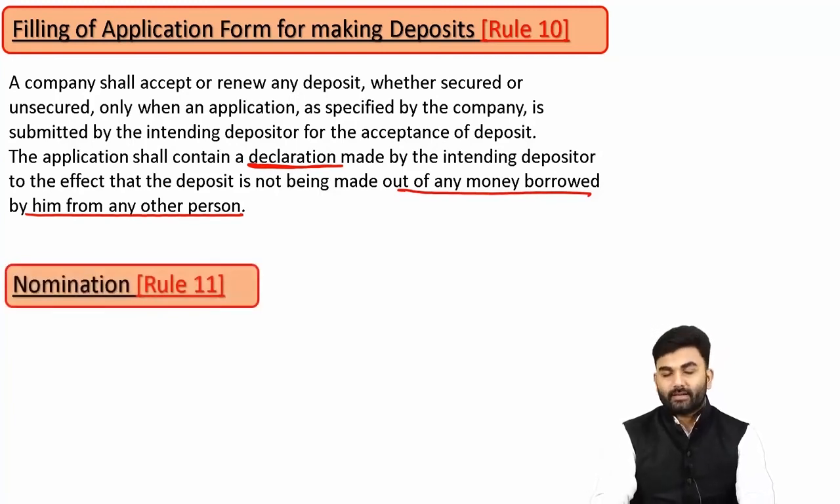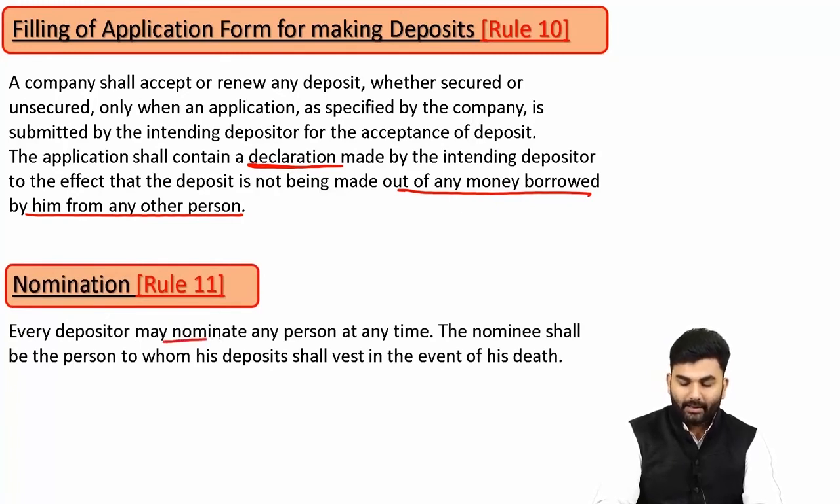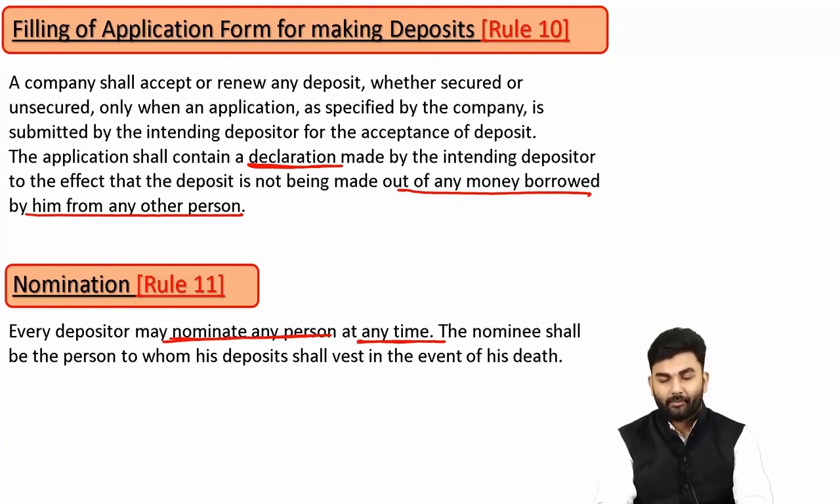If you are interested, then yes, a depositor can appoint a nominee at any time. So any person can appoint a nominee at any time. Sir, whom can we nominate? The lawmaker says you can nominate any person at any time.